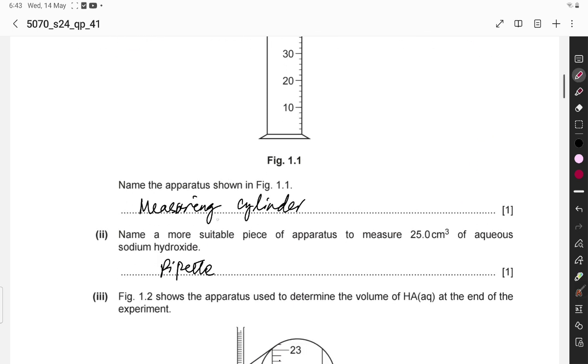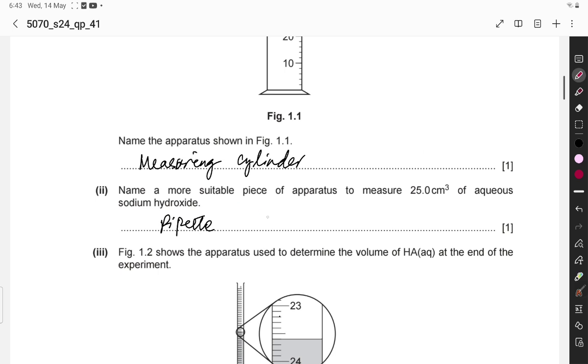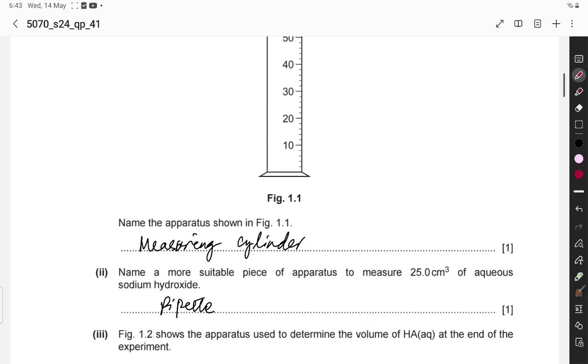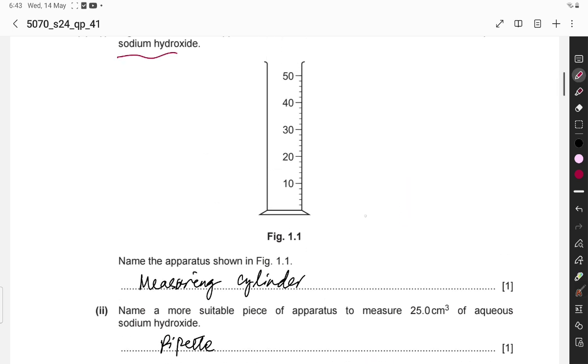Name the apparatus shown. This is a measuring cylinder. Name a more suitable piece of apparatus to measure 25 cm³ of aqueous sodium hydroxide. It is a pipette, because a pipette is more accurate than a burette, and a burette is more accurate than a measuring cylinder. Please keep it in mind.